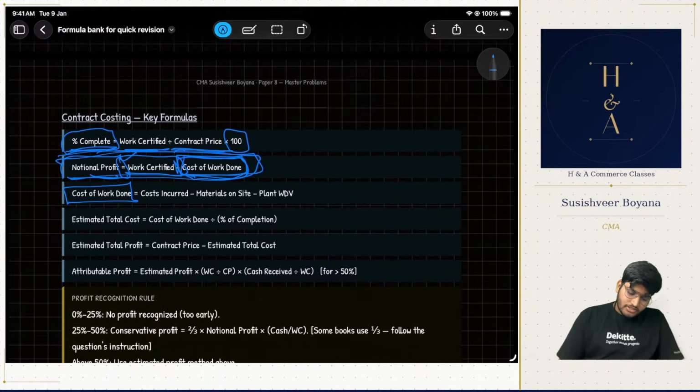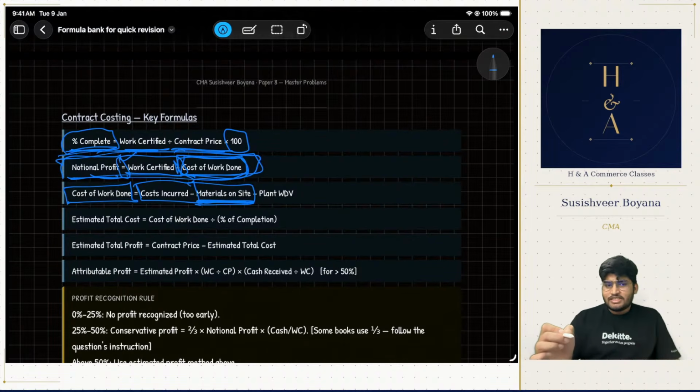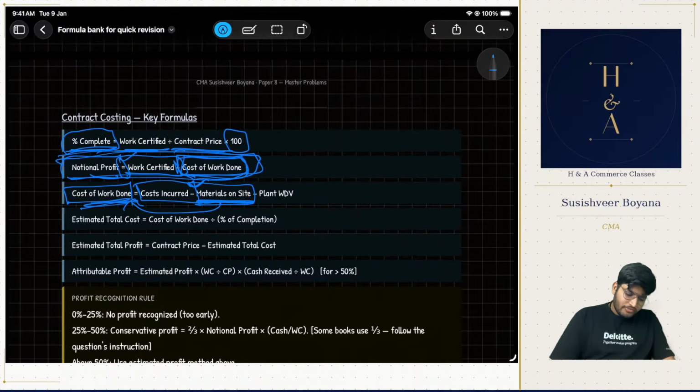What is cost of work done, sir? Sir, costs incurred so far minus material on site. This material on site is still not utilized. When it is not utilized, how can we add it to cost of work done? It is still yet to be processed. At a later stage, when the material is used, that is the time when we get the inclusion of materials on site into cost of work done. Hence the reason we are reducing it.